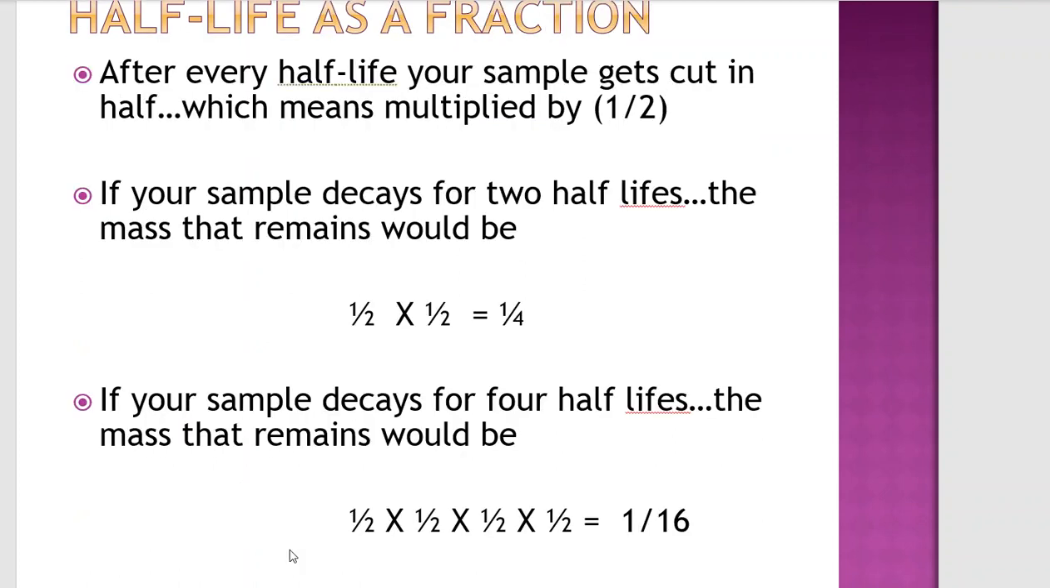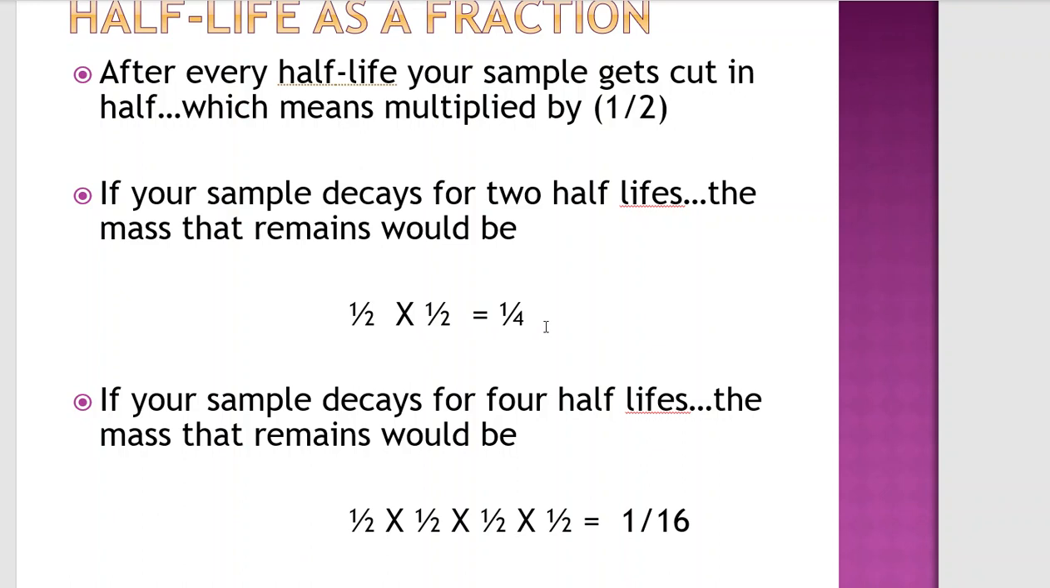Okay? So a lot of times we can think of half-life as a fraction. After every half-life, your sample gets cut in half, but another way to think about that is the sample gets multiplied by 1/2, right? Dividing by 2 is the same thing as multiplying by 1/2, okay? So if your sample decays for 2 half-lives, you're going to cut it in half twice, which means you're going to multiply by 1/2 twice. Well, 1/2 times 1/2 is 1/4.